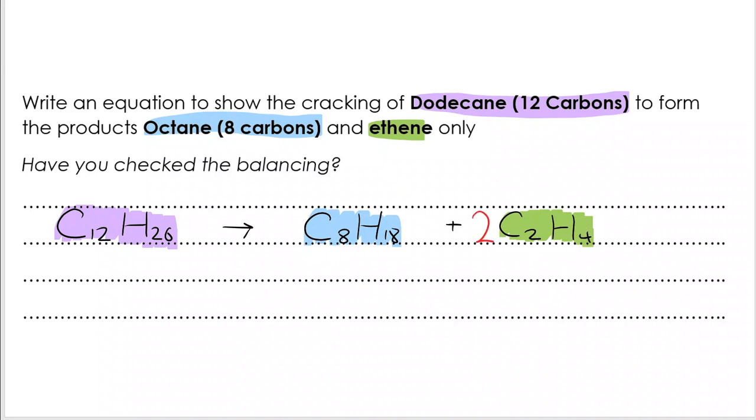So that takes us to 2C2H4. That's going to take us to C12H26. And I've got 18, 22, 26 hydrogens here. And I've now got 8, 10, 12 carbons. The equation is balanced. That takes us to the end of this video.